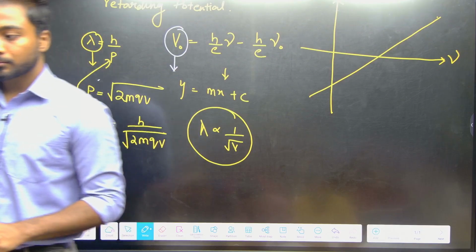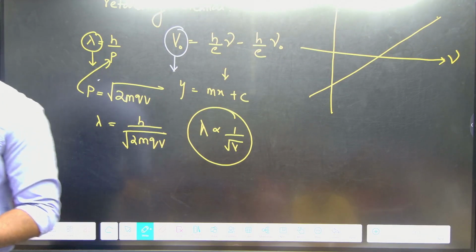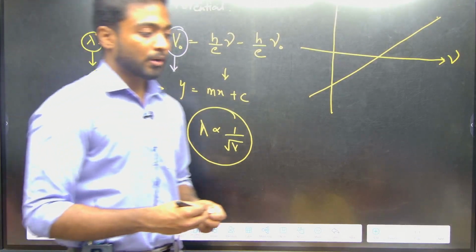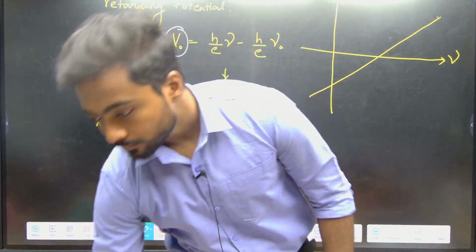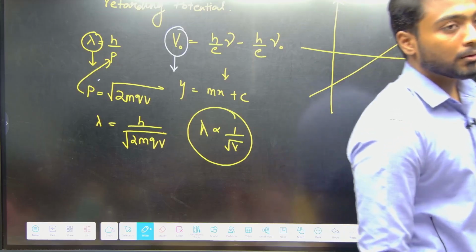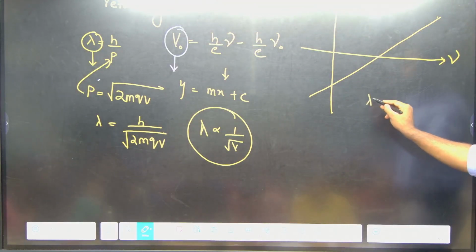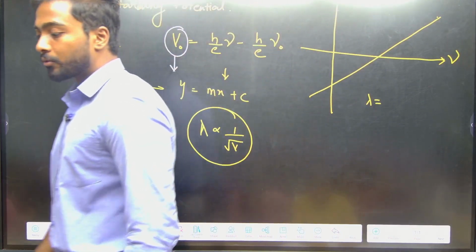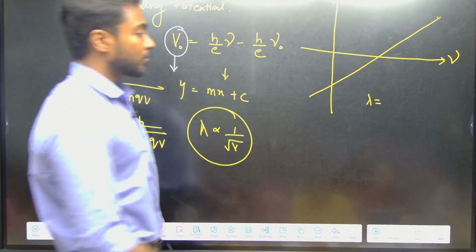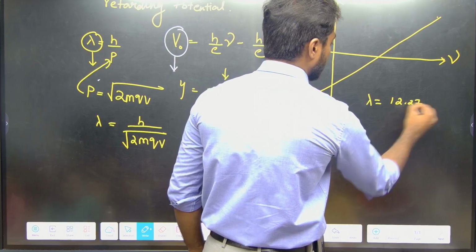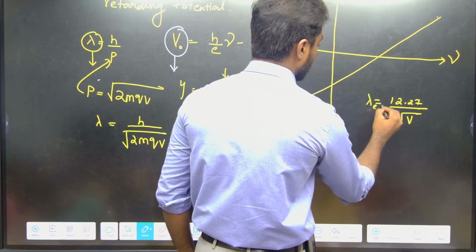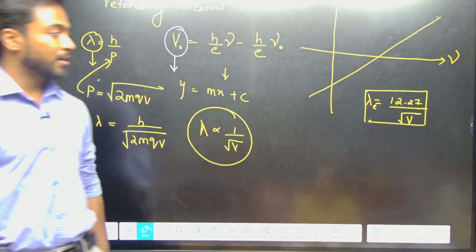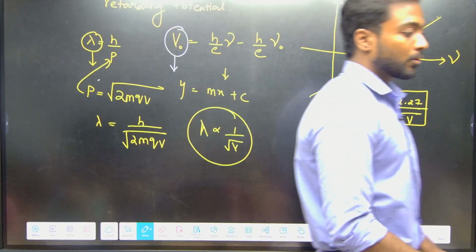Note points. For electron, lambda is equals to 12.27 by root V.